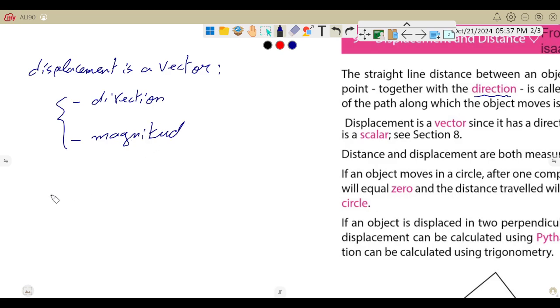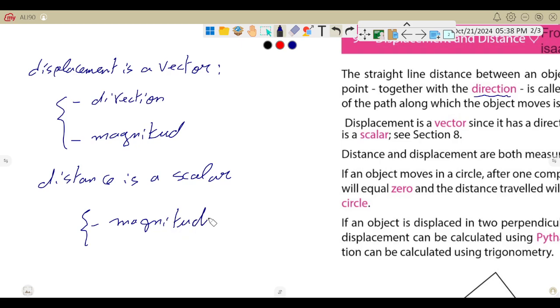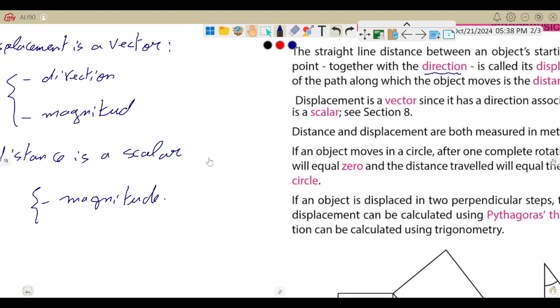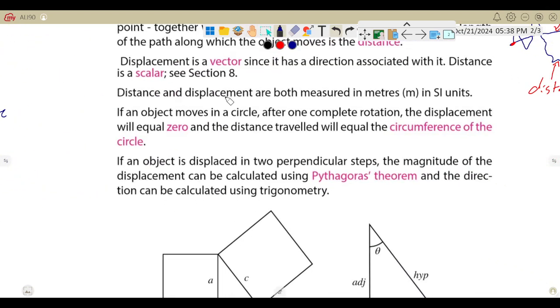But for distance, we say it is a scalar because it has just a magnitude. Distance and displacement are both measured in meters in SI units, as we have seen before.